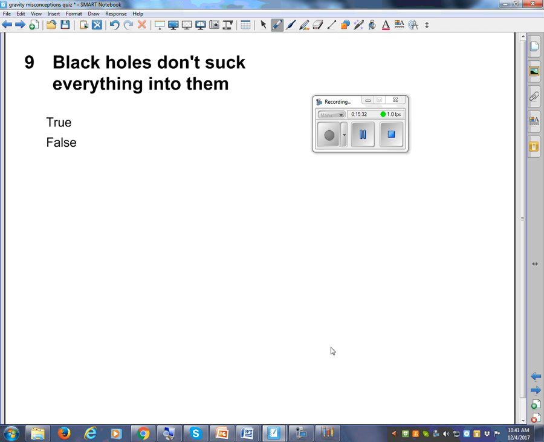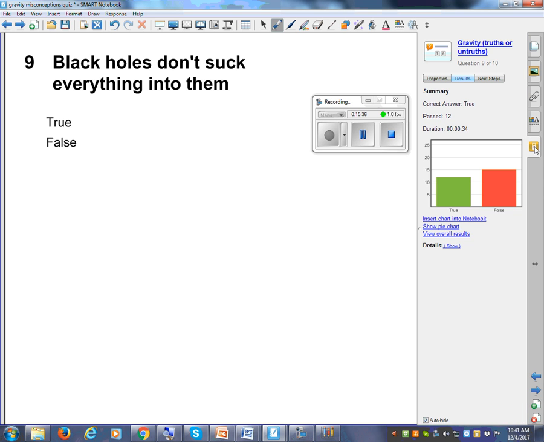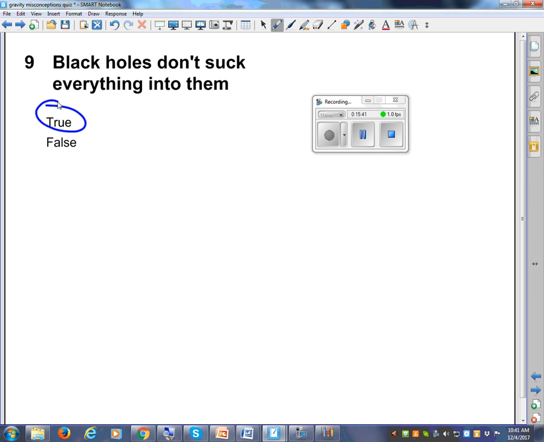Black holes don't suck everything into them. Well, that, my friends, is true. Because if it was false, guess where you would be? In a black hole. Right? Here's the quick and easy version of what a black hole is. A black hole is simply a star that has collapsed down on itself to such a small point you can barely even understand it. It's that small, it's that dense.